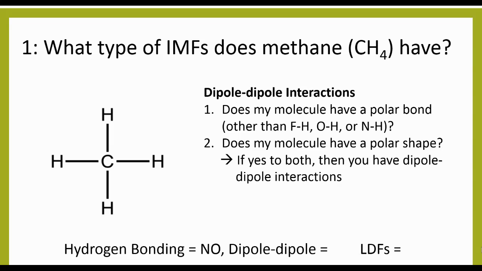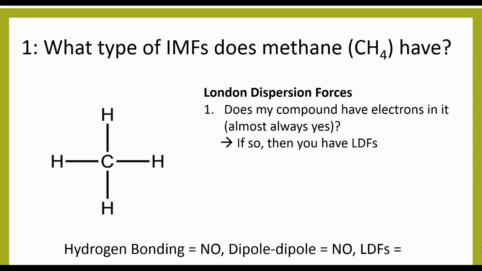Next question. Does my molecule have a polar bond other than one of those 3 things? Between carbon and hydrogen, I want to think about their electronegativity values. Carbon is 2.5, hydrogen is 2.2. If I subtract those, I get 0.3, which is not polar. So no, it doesn't have a polar bond. Again, because I've said no once, I do not have dipole-dipole interactions. And then finally, does my compound have electrons? Yep. So methane, CH4, has the intermolecular force of London dispersion forces.